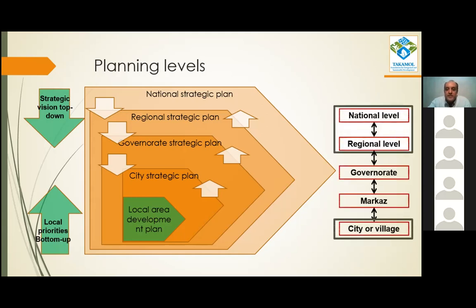So we can find here that the government at Markaz level is an essential level in this type of planning, because it links the strategic plans on the national and regional level with the city or village bottom-up planning or development plans.